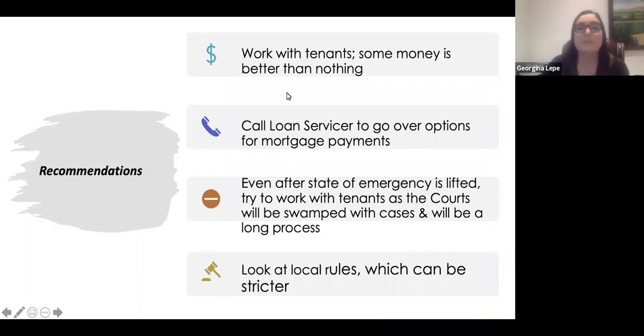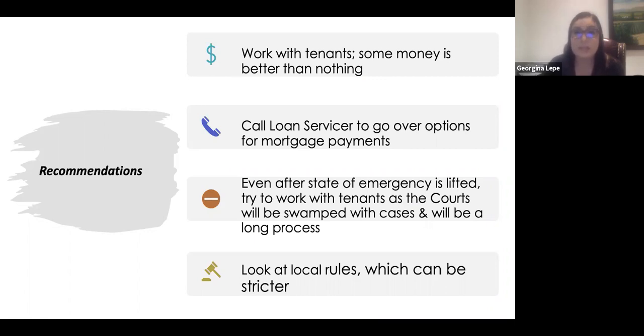Recommendations: work something out with the tenants. Some money is better than nothing. If you are relying on that rent to pay your mortgage, call your loan servicer to go over options. Even after the state of emergency is lifted, try to work something out with your tenants. I think the courts are going to be swamped with cases, and it's going to be a very long process.